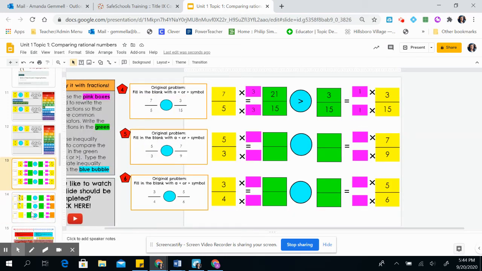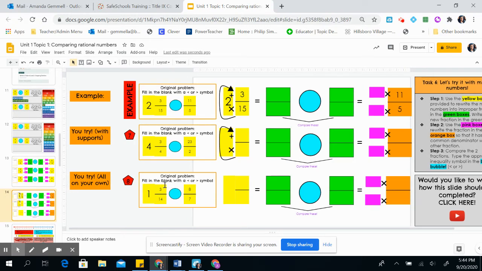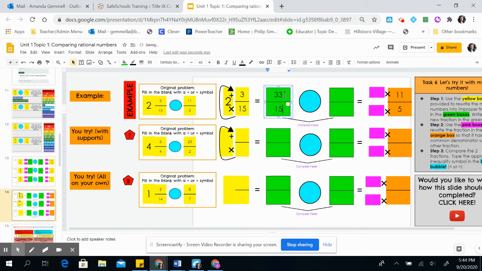Okay, and then now our last part of section 2 is going to deal with comparing mixed numbers and fractions. So we're going to be using our standard algorithm for converting mixed numbers into improper fractions. And so for that, we're going to do 15 times 2 plus 3. So 15 times 2 is 30, plus 3 is 33. The denominator stays the same, so it's 33/15.